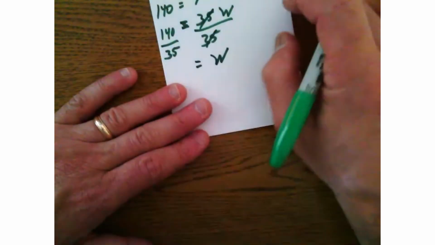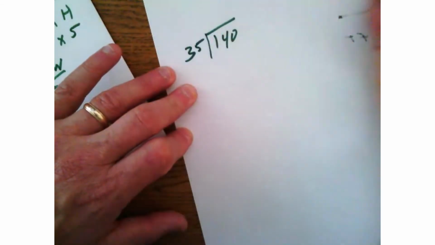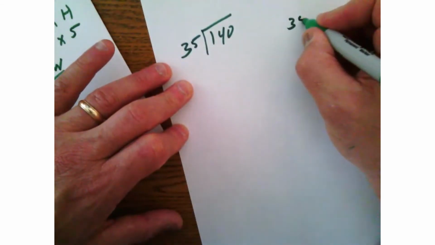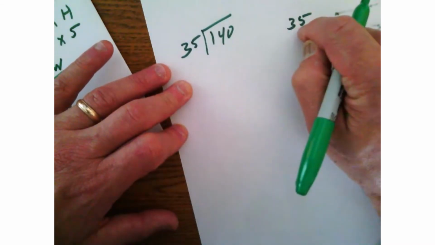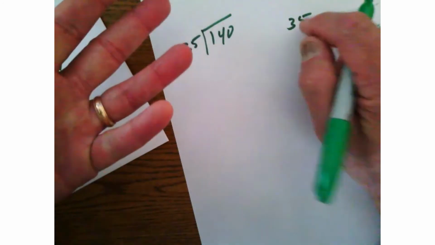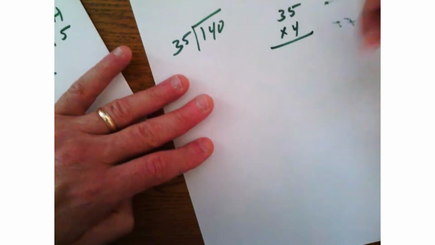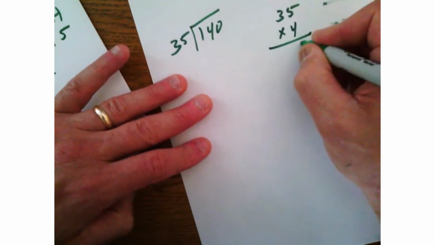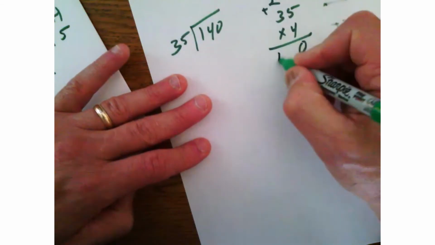And 140 divided by 35, well, that's when you go back over to your scrap paper. You might know it in your head. 35 times what is 140? Well, I know it has to end in a 0, so 5 times, 5, 10, 15, 20. If I did 5 times 4, it's going to end in a 0. I know that because 20 ends in a 0. So let's try it. 5 times 4 is 20. Hey, look at that. I got it.